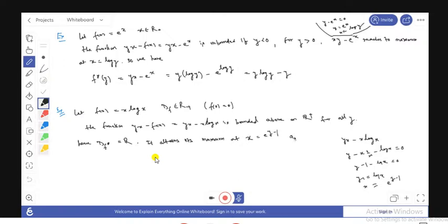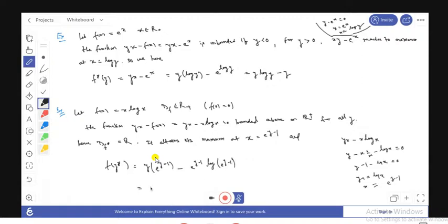And what is the value of this function? This function is y star. So you simply put the value of x here. So this is y times x minus this. What is the value of x? x is e to the power y minus 1, minus x, which is e to the power y minus 1, times log of e to the power y minus 1. Okay, so you have to calculate this term.